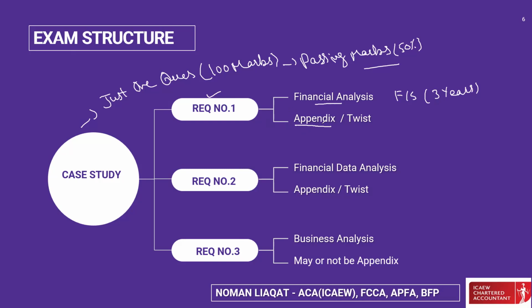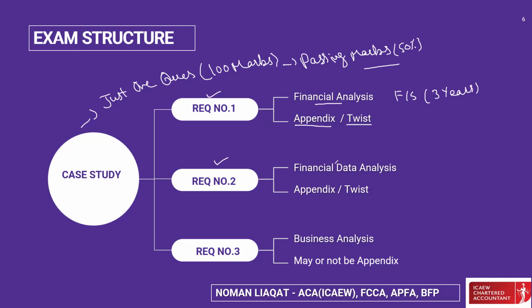You have to show different changes. Apart from that, it also involves the twist. What is twist? Twist is basically some sort of surprise, some sort of unexpected requirement from the examiner that might involve anything.